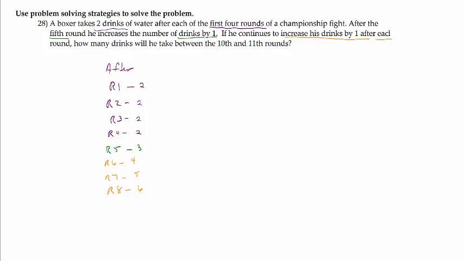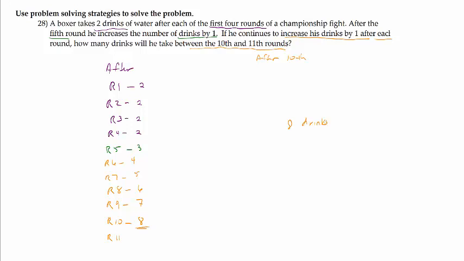Now we want to know how many he took between the 10th and the 11th. So that's going to be after the 10th round and before the 11th. I'm almost to that number anyway, so I can continue the pattern, rounds 9 and 10. It'll be 7 and then 8. As for the 11th round, I don't care; I want to know how many he took between them, so 8 drinks. That's going to be the answer.